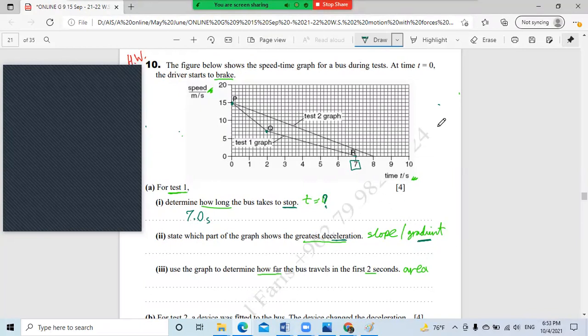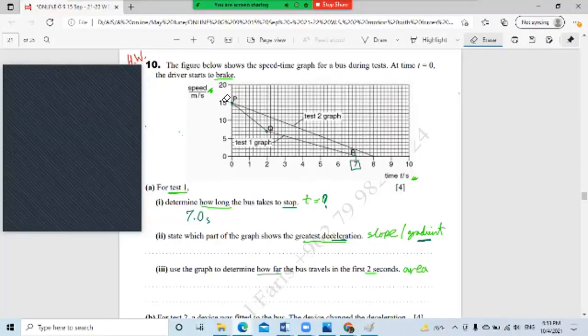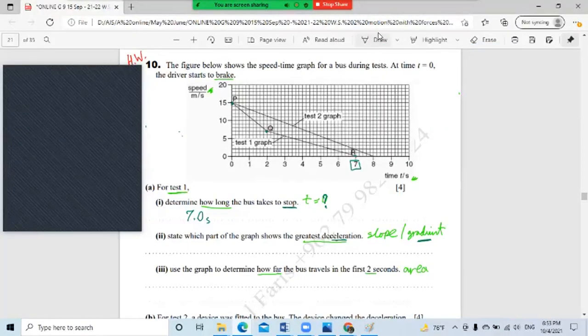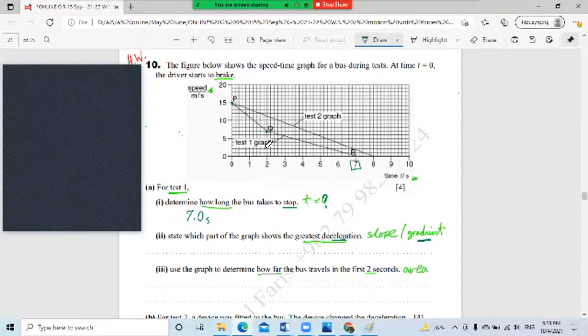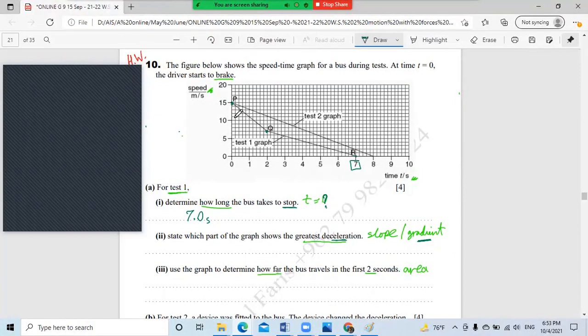Actually, whenever the line is steeper, let's imagine that this is PQ and this is QR. Which one is steeper? Which one has a greater gradient? That means it's not horizontal, it's steeper, more going down. From P to Q, exactly, P to Q.